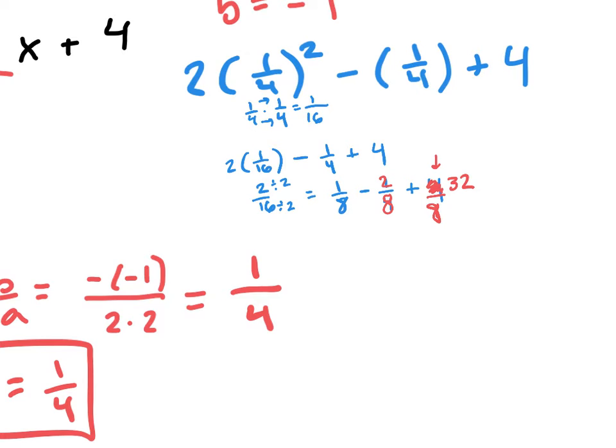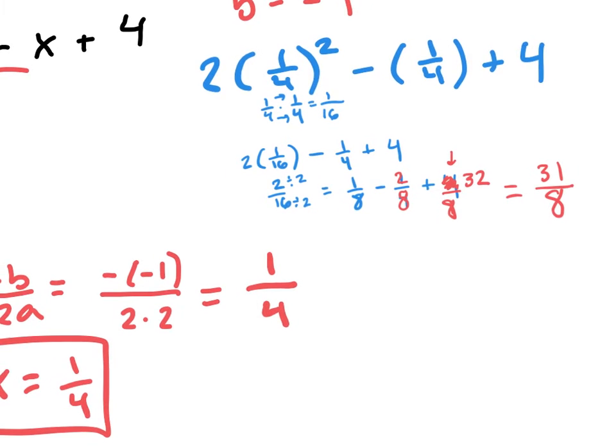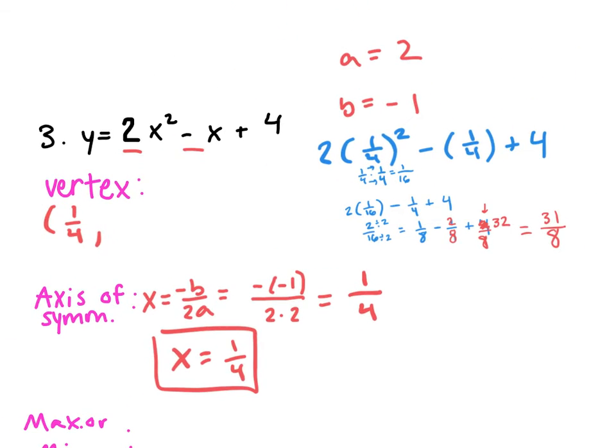32. Good job. So now our denominator stays as 8, and we add the tops together. So we have 1 minus 2. What's 1 minus 2? Negative 1. And then what's negative 1 plus 32? 31. Good job. So 31 over 8. Did anyone get that one? These fractions were tough in this one.